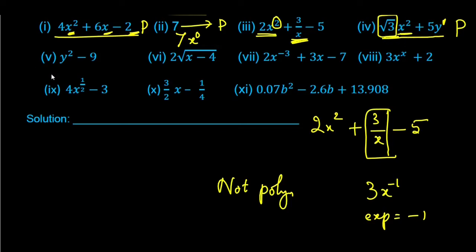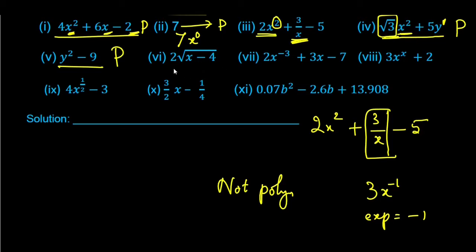Let's take the fifth one, y square minus 9. In the y square term, the exponent is 2. 2 is a whole number. In minus 9, the exponent is 0 and it is a whole number. All the terms have exponents as whole numbers. So this is a polynomial.